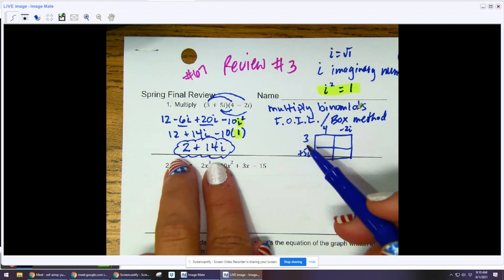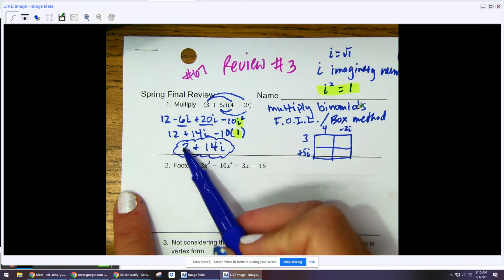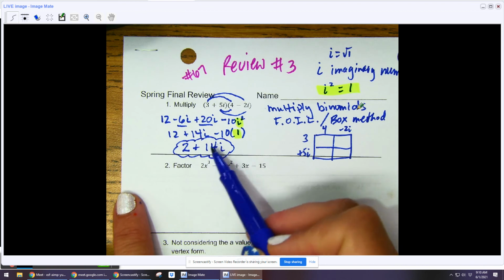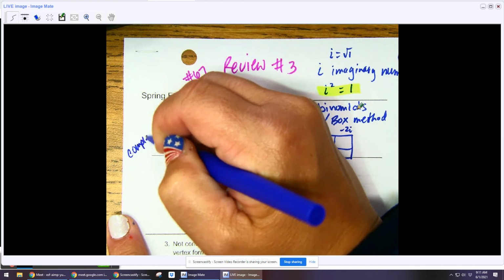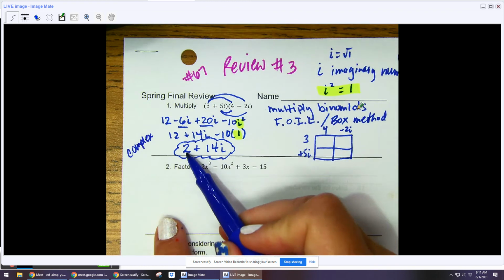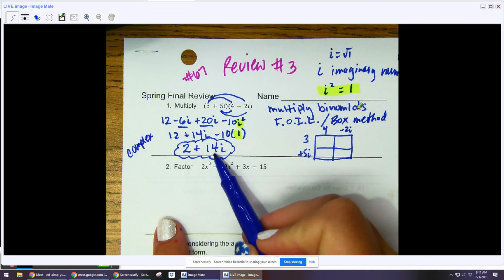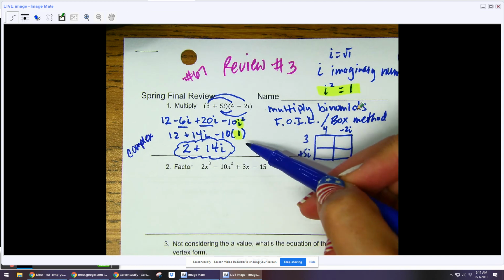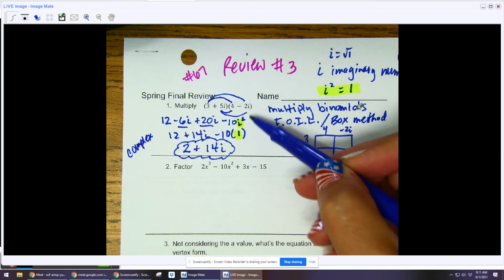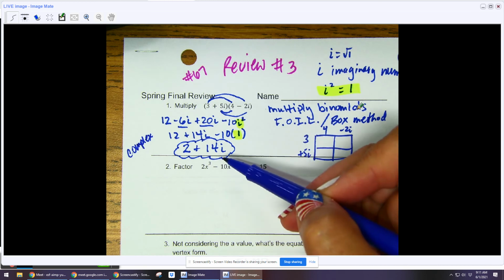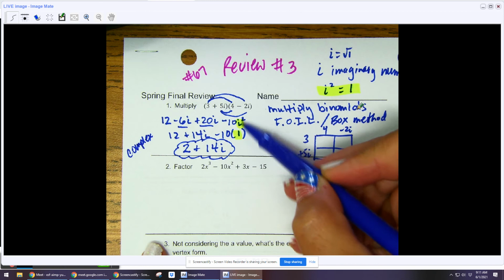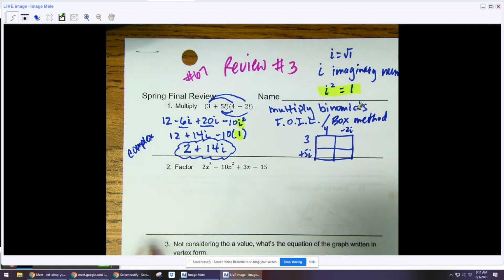Now, there are two parts to this answer. This part is called the real part, and this is called the imaginary part. This entire answer is called a complex answer. It's got real and imaginary parts. This is what you're going to be asked to do on your final. You're going to be asked to multiply two binomials that have an i in it, have an imaginary letter i. So remember that i squared turns into a negative 1, and I think you'll be totally good.